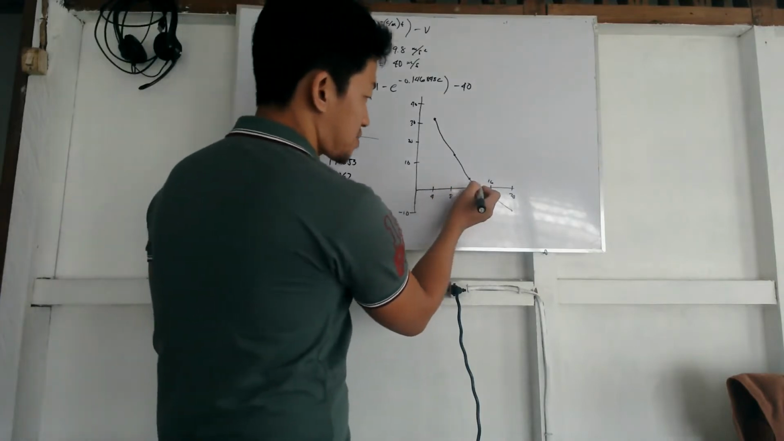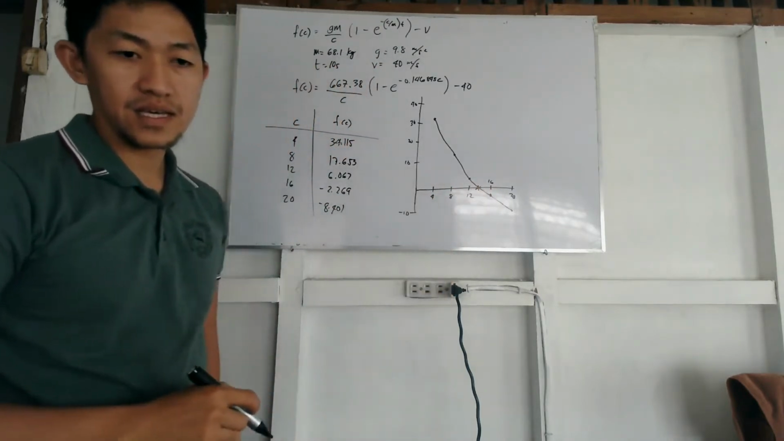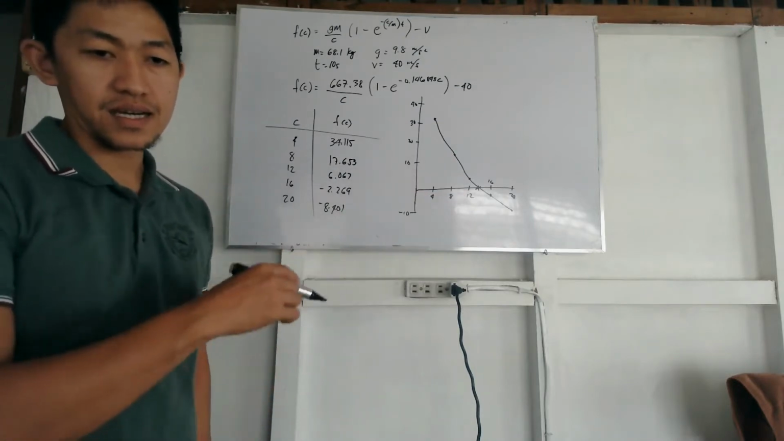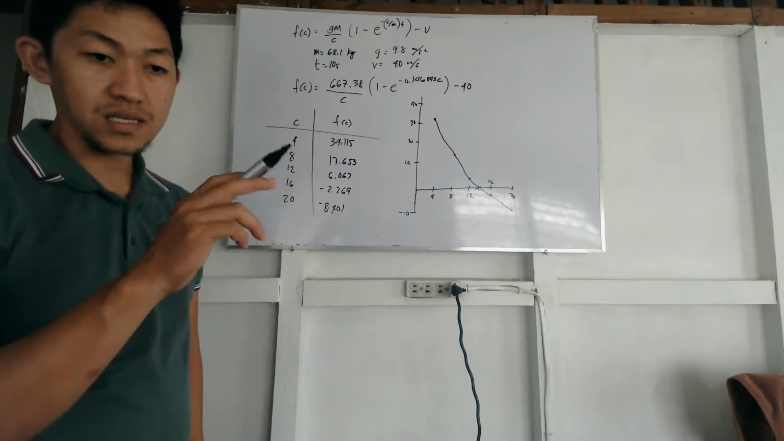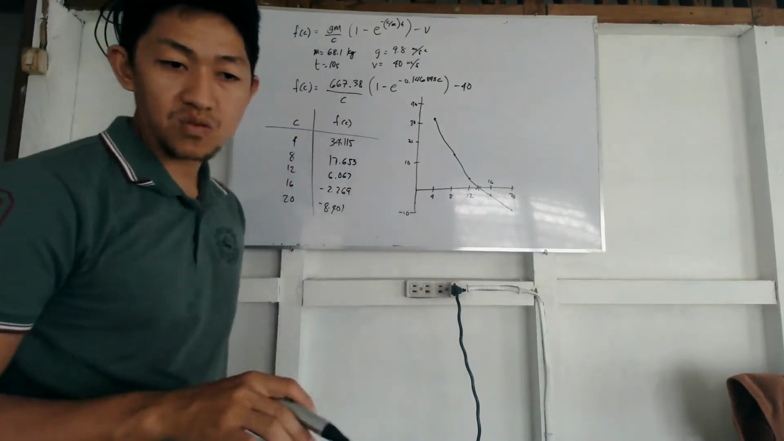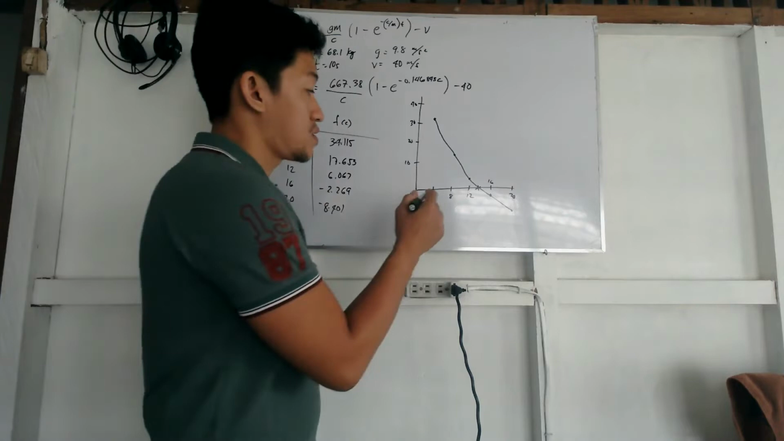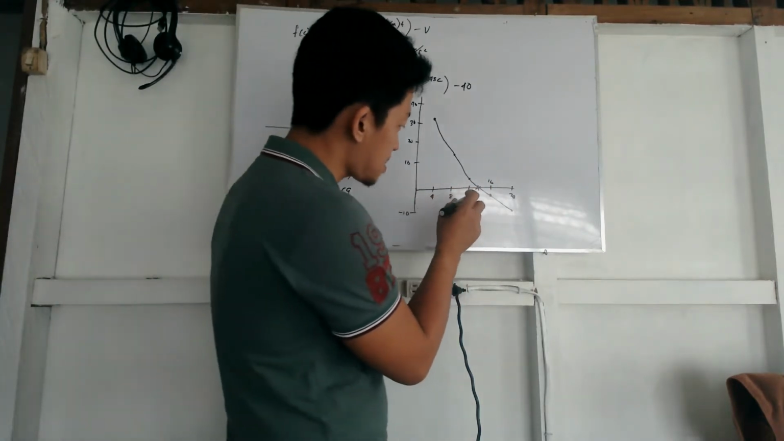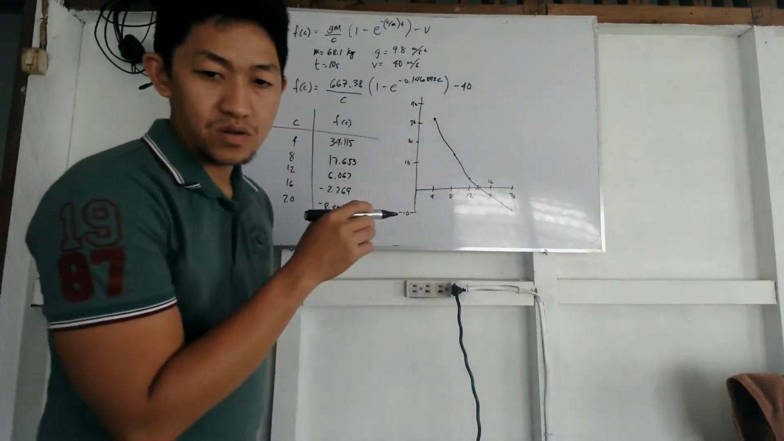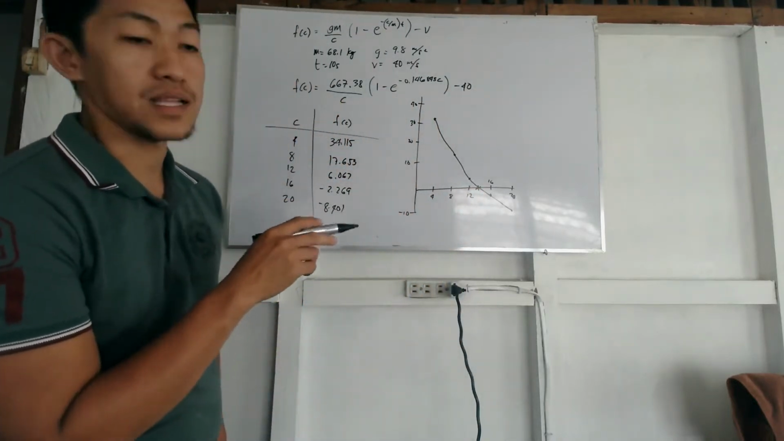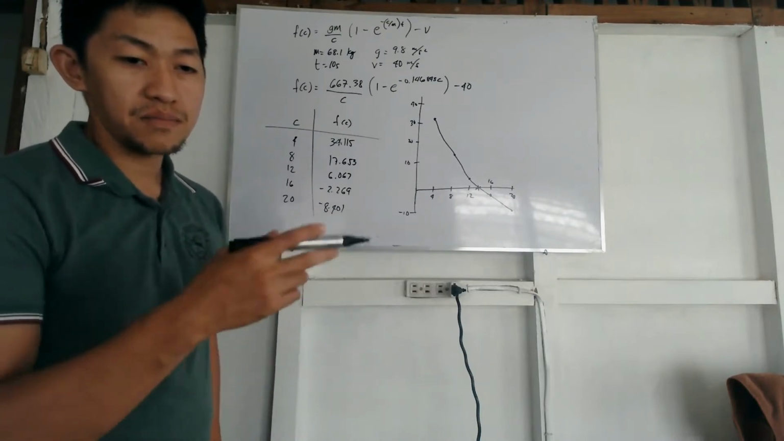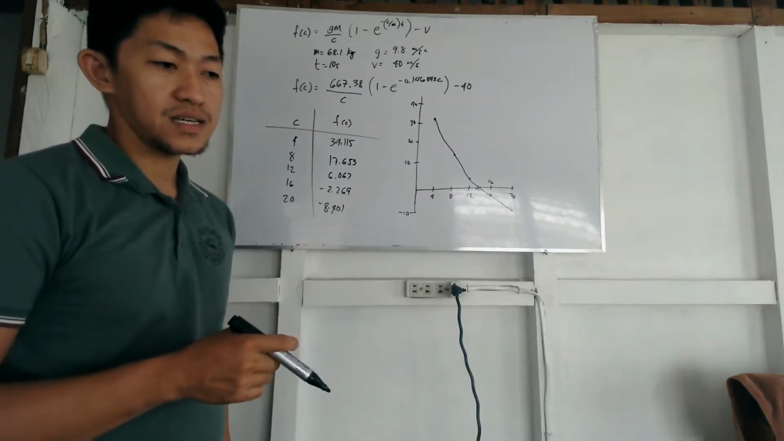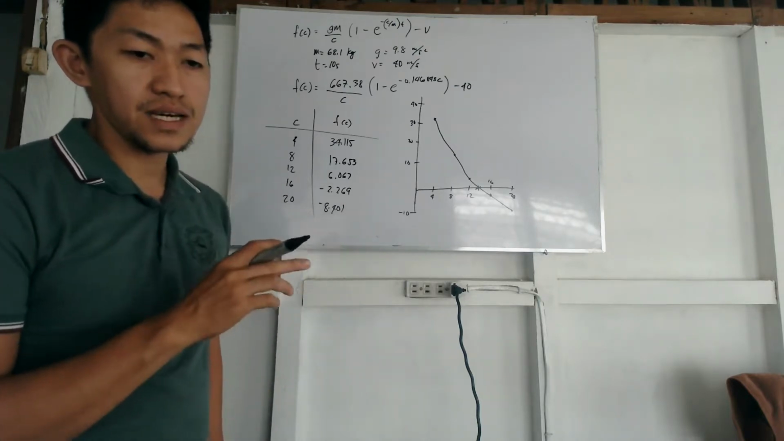Now, where is the root? The root is this point, the point where it touches the x-axis, or where y is equal to 0. The value of x that will make the value of y 0. Using the graphical method, you can estimate that this is somewhere around 14 or 13. The problem with the graphical method is it is not exact, it is only an estimate.